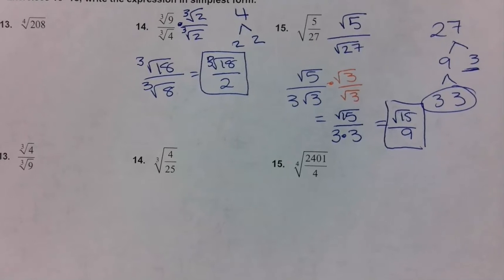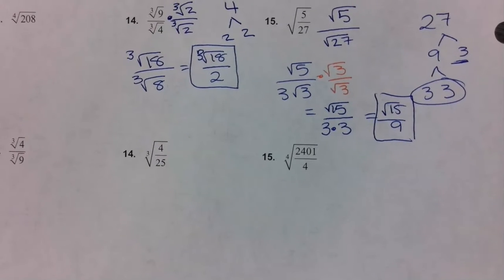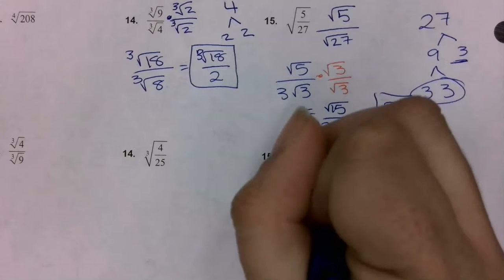Okay, I'll do one more. Which one do you want? From the bottom row, 13, 14, or 15? 15? Okay, so for 15, I need to split it up.